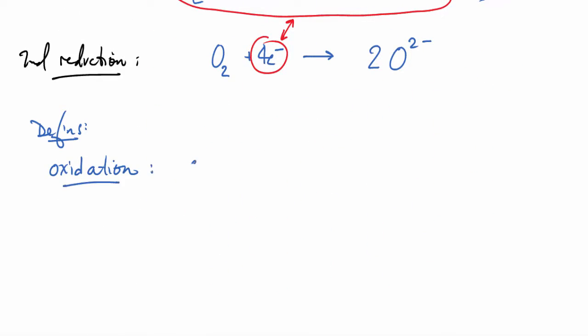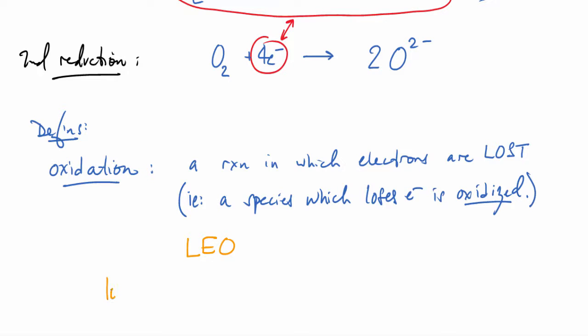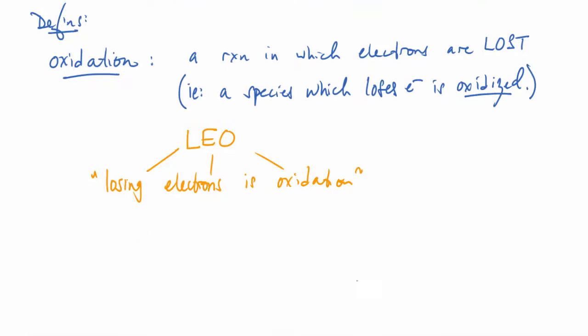Okay, so here are our definitions. Oxidation will be a reaction in which electrons are lost. Just exactly what happened to the calcium in the reaction above. So a species which loses electrons, we're going to say is oxidized. It's a good way to remember that, and that is this word LEO. Say losing electrons is oxidation. Think about a lion, and you'll see the next part coming up quickly.